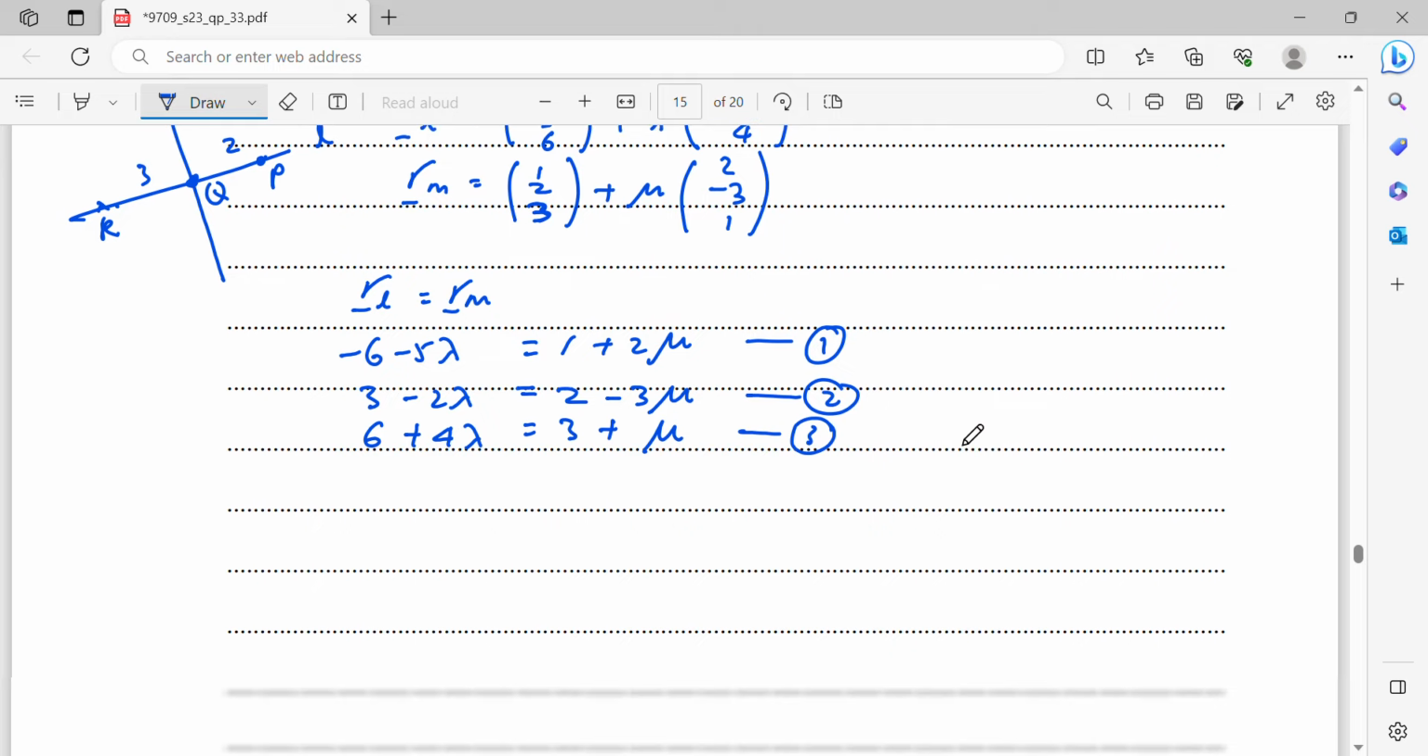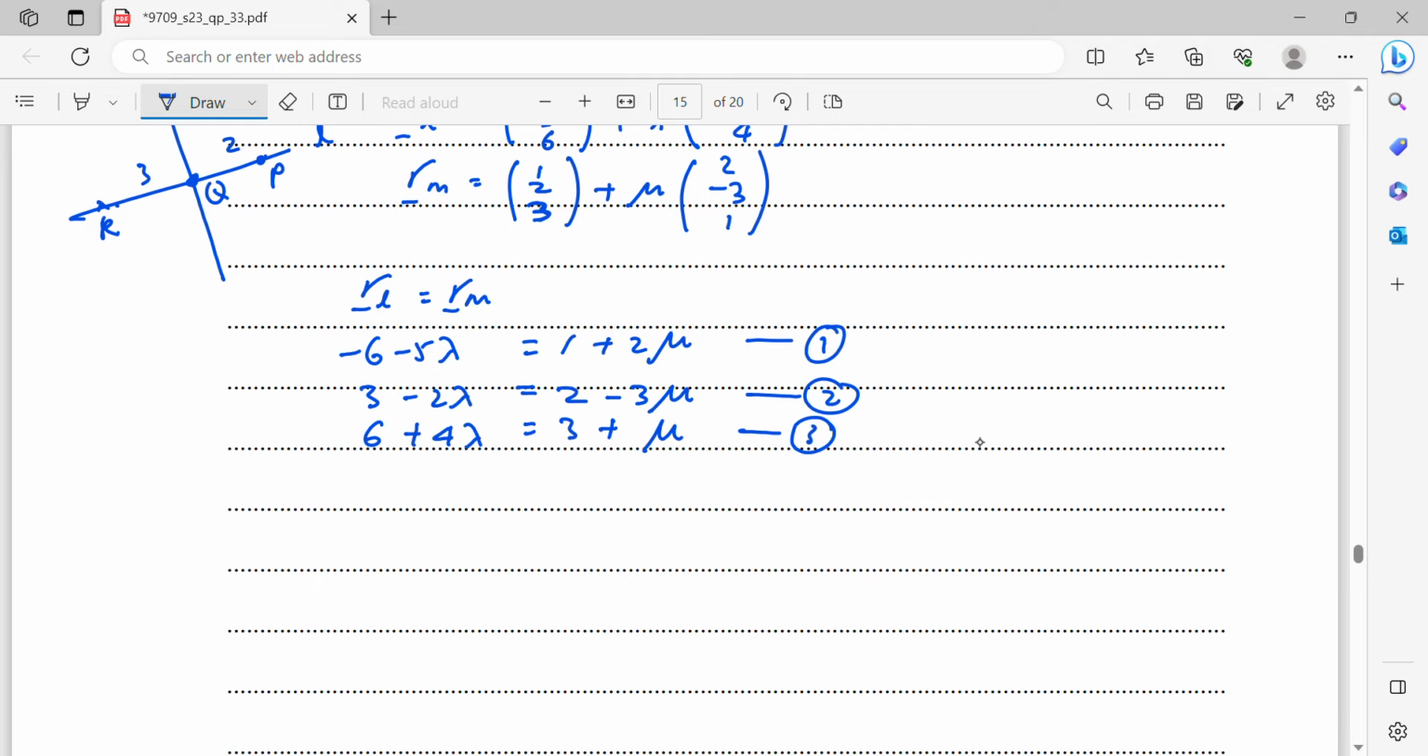Now to get the intersection point Q, we need to find either lambda or mu. So from here, to simplify the simultaneous equations, I will choose the second and third. You can choose any two equations. So the second equation, I will multiply by 2 in order to get the lambda value. So it will be 6 minus 4 lambda equals 2 times 2 will be 4, then 3 mu times 2 will be 6 mu. That is my fourth equation. Now my second equation has been changed to the fourth equation, which means that now I will use the third and fourth equation to solve the unknowns.